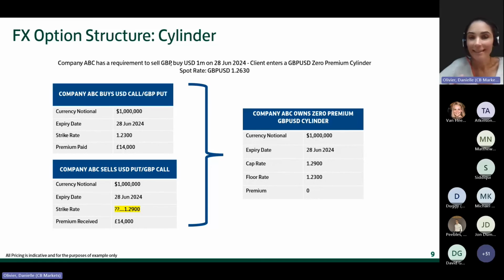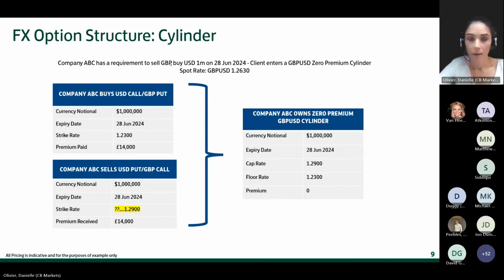Simultaneously, then company ABC sells a US dollar put sterling call option. They would sell this back to the bank with the same notional, $1 million, and the same expiry date, 28th of June 24. And they want to make this a zero premium structure. So the premium on this needs to, again, be £14,000. So they need to receive the £14,000 from the bank. And we use that premium to back solve and determine the strike rate, which comes to 1.29. So we combine these 2 options and we achieve a single option structure known as a cylinder, which is a notional of $1 million, an expiry of 28 June 24, a cap or upper rate of 1.29, and a floor or lower rate of 1.23. And importantly, there's no premium paid by the company.